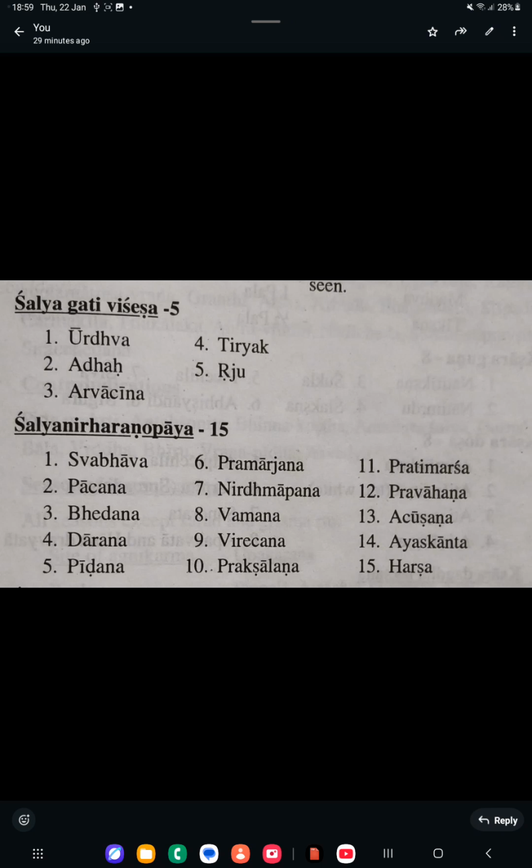If a foreign body enters your body, it will move to different parts. So the directions of the Shalya have been mentioned: Urdhva, Adha, Arvachina, Tiryak, Riju. These are the 5 movements of the Shalya.